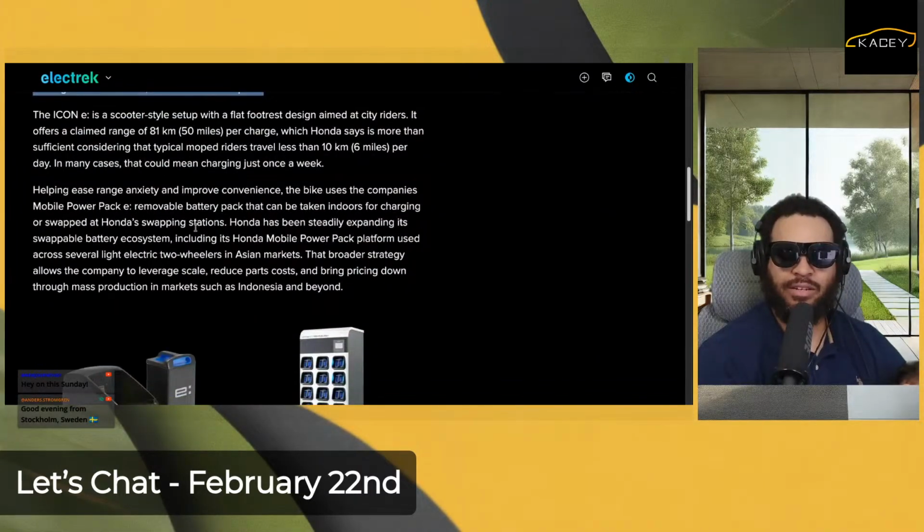Icon E is a scooter-style setup with a flat footrest design aimed at city riders. Honda claims a range of 50 miles per charge. That's not bad. Which Honda says is more than sufficient, considering that a typical moped rider travels less than 6 miles per day. This is true. Maybe about 25.